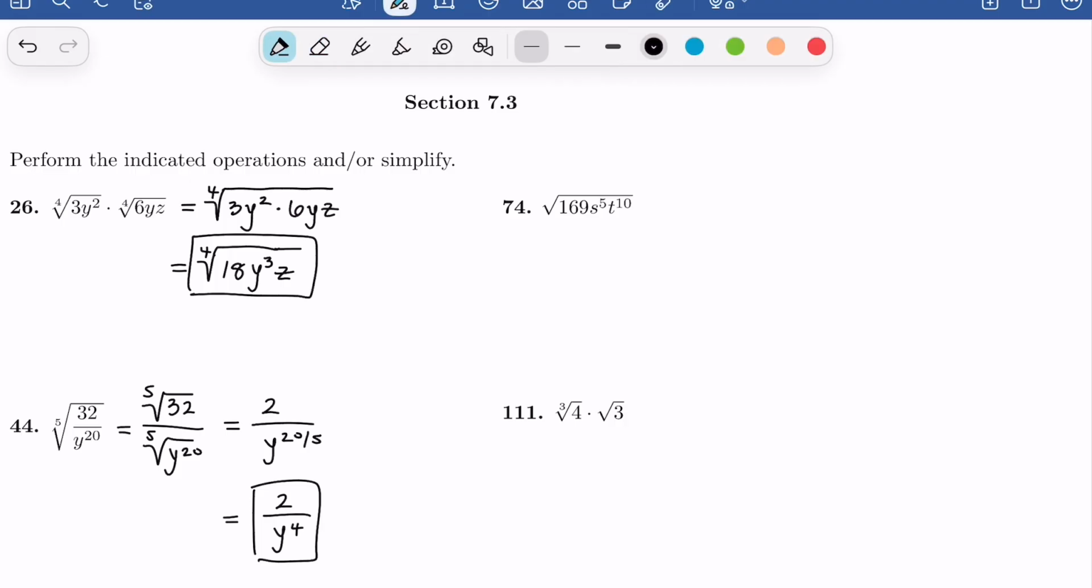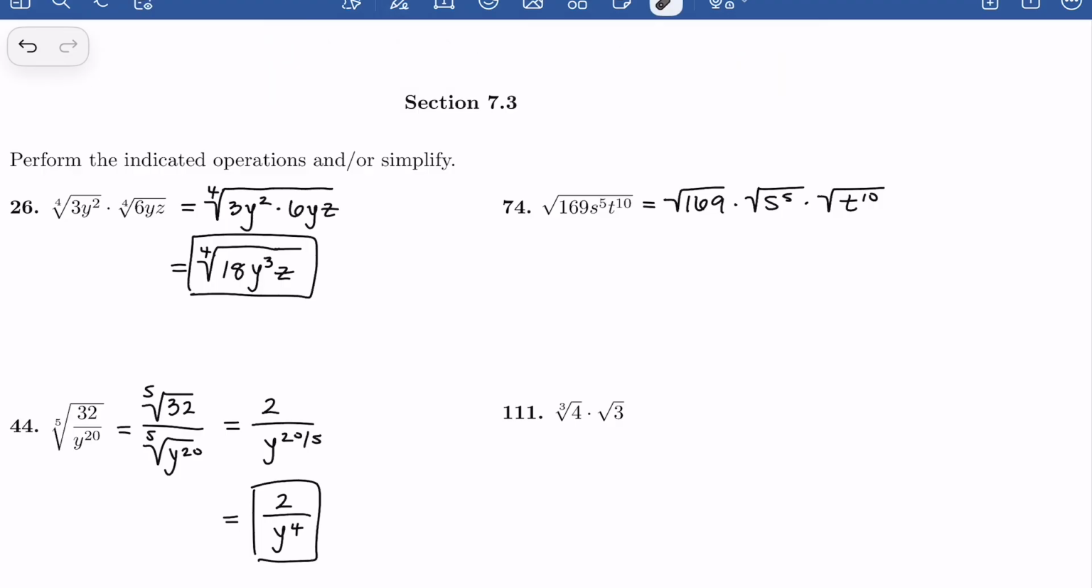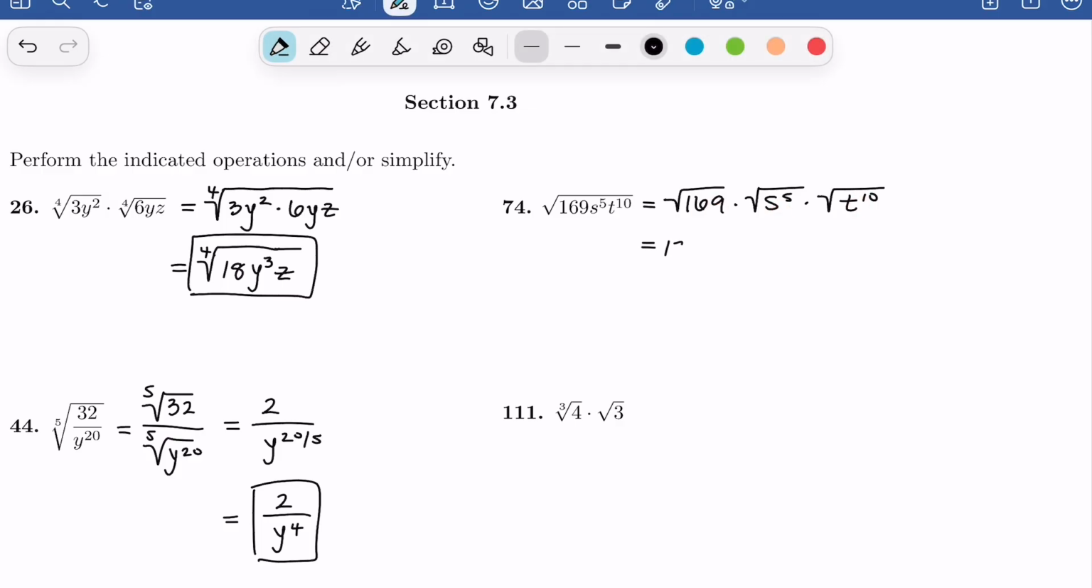So what I mean is, this can be rewritten as the square root of 169 times the square root of s raised to the fifth power times the square root of t raised to the 10th power. Okay, so that's using our product rule in the opposite direction. And now we want to see if we can simplify each one of these. We already know that the square root of 169 is 13. So that's fairly simple here.